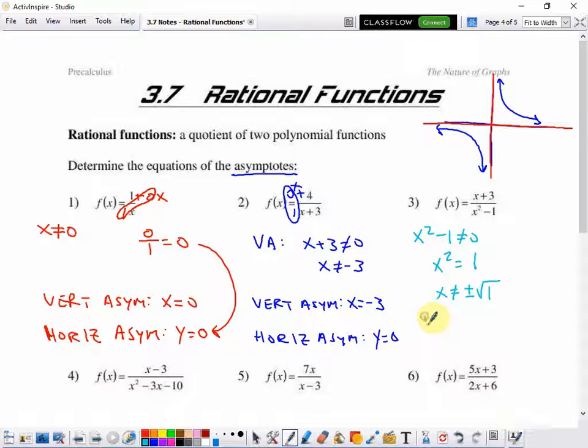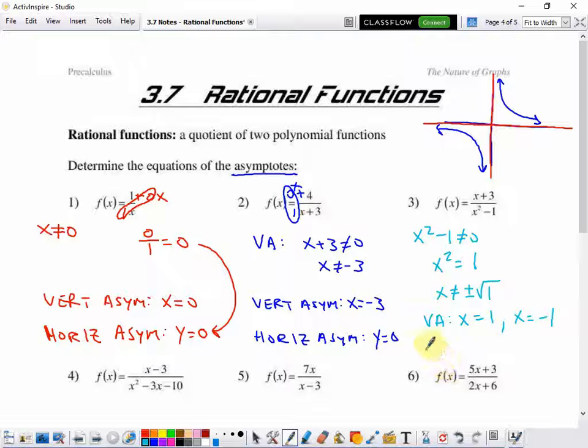So I've got a vertical asymptote at x equals the positive square root of 1, which is 1. And I've also got a vertical asymptote at x equals the opposite of the square root of 1, which is negative 1. So this one is actually going to have two vertical asymptotes. If you graph this, you should see two vertical lines that are not touched.